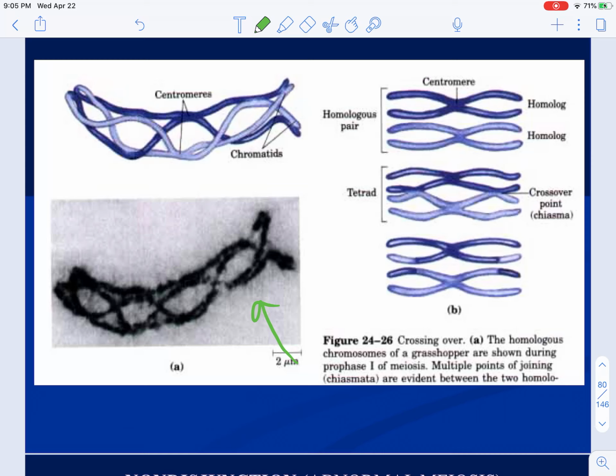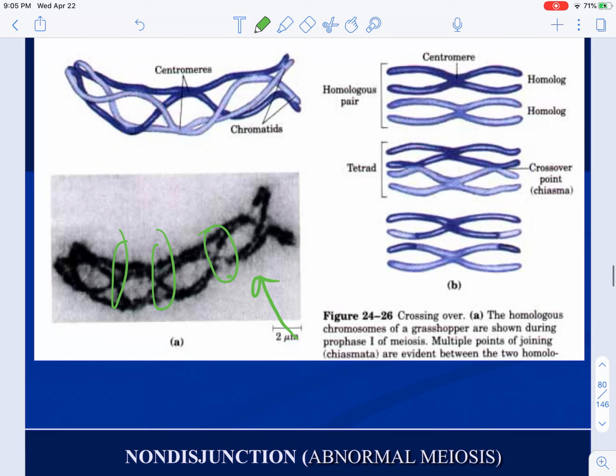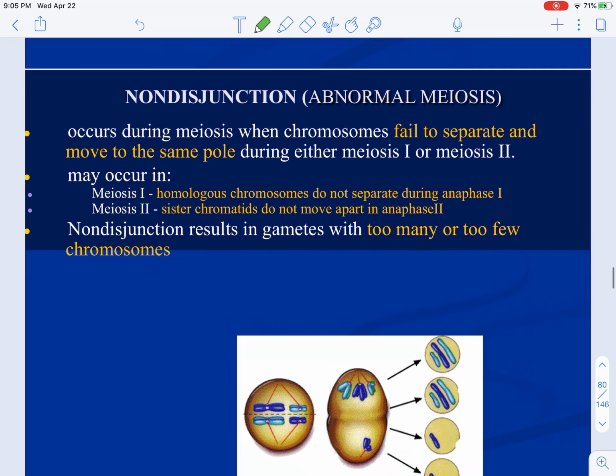So this is a microscope picture of a homologous pair crossing over, and you can see that the crossing over is happening in many locations, not just one. And so it gives you a lot of different genes from mom and from dad in one chromosome.